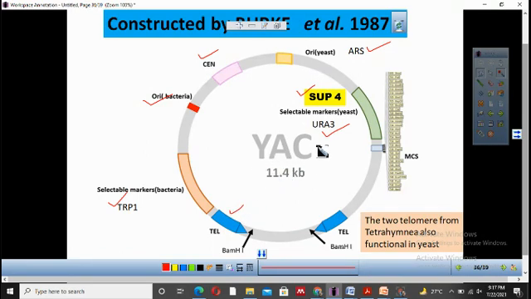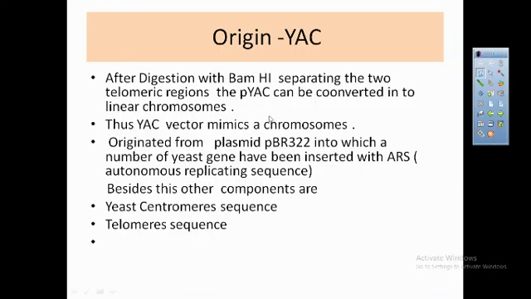Okay, so in order to make it stable inside the E. coli, it should be circular. So for that, the BamHI sites are attached at both ends, and these BamHI are sticky ends. So with the help of T4 ligase, they are made circular. So this is the circular YAC. Okay, and the two telomeres have been taken from the Tetrahymena, which is also functional in yeast cells.